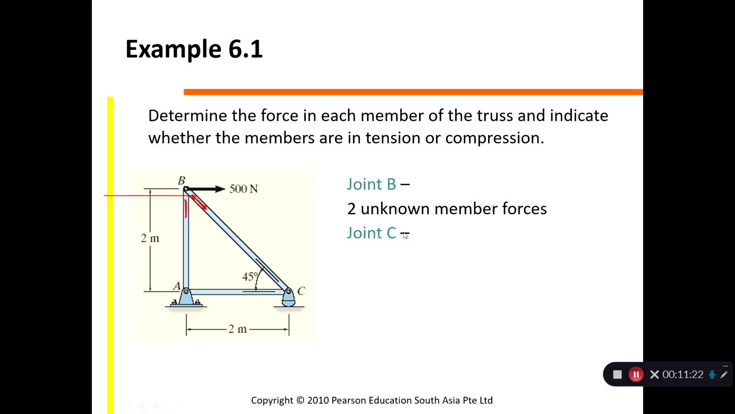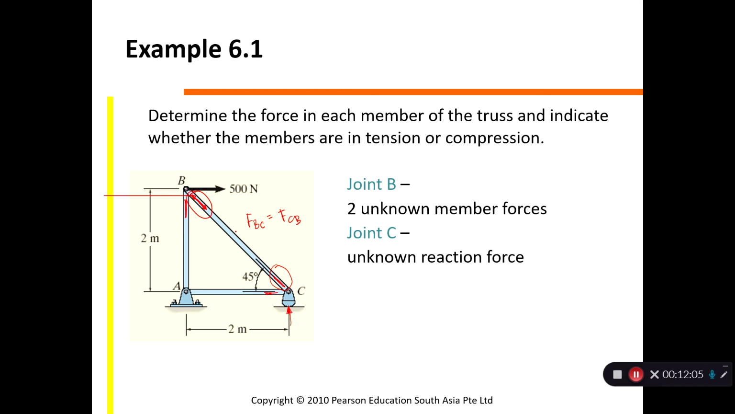Now, at joint C, we have an unknown reaction force. If you recall, this is a rocker, and a rocker will have one perpendicular support reaction. We also have, of course, the forces in the members. The force in the member, this force and this force, are one and the same. They are acting in opposite directions. It depends on the direction of one, and then you can determine the direction of the other, but they are actually the same force. So FBC equals FCB.